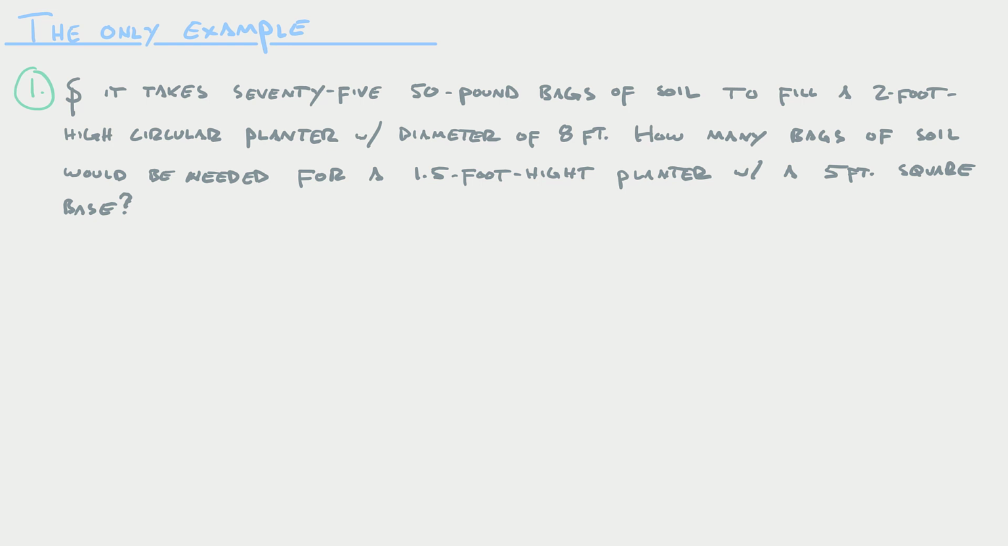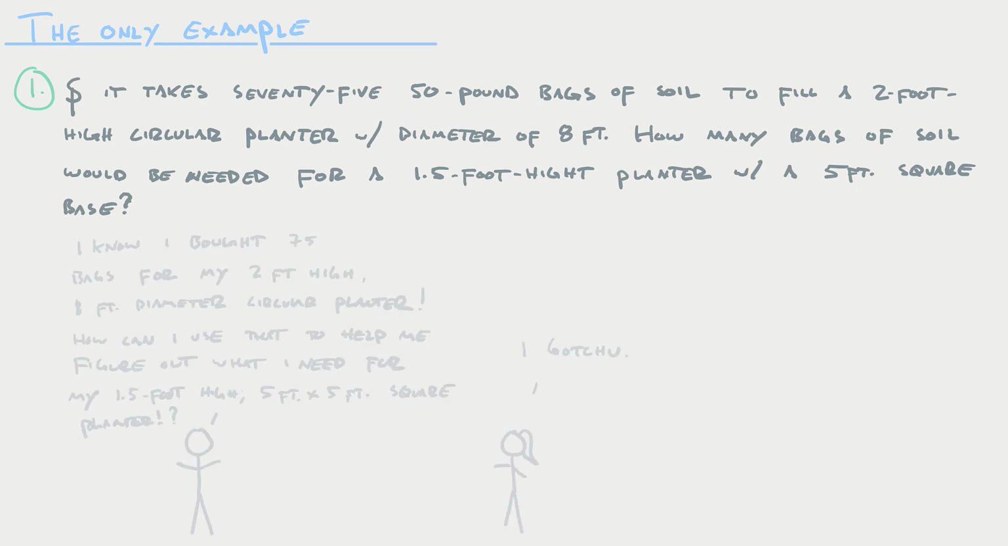Now you might be wondering, when would I ever run into this situation? Well, pretend your friend comes up to you and says, listen, I know I bought 75 bags of this 50-pound bag soil for my 2-foot high, 8-foot diameter circular planter. How can I use that to help me figure out what I need for my 1.5-foot high, 5x5 square planter? And you can say, I got you, bro.